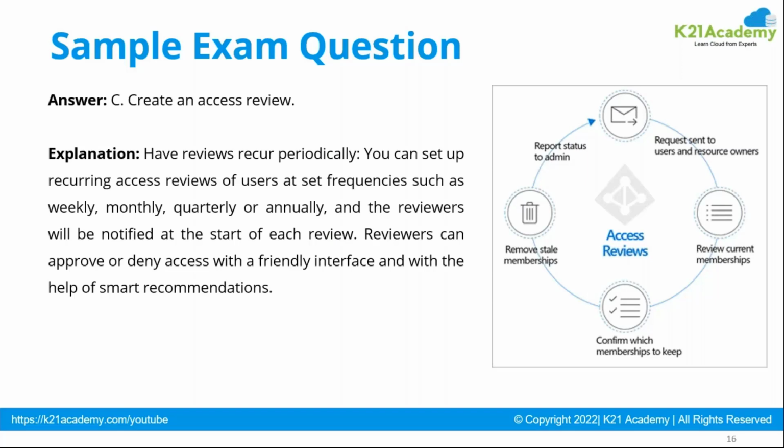And here's the explanation, guys: you have reviewers, recurring periodically, and you will allow them to review this particular access. So you can set up recurring access reviews for the users at set frequencies such as weekly, monthly, quarterly, or annually, and the reviewers will be notified at the start of each review. So reviewers can approve or deny access with a friendly interface with the help of smart recommendations. I hope this is clear to all.